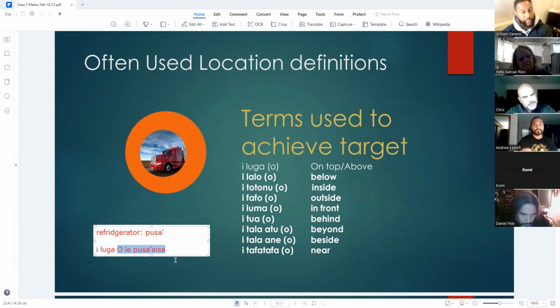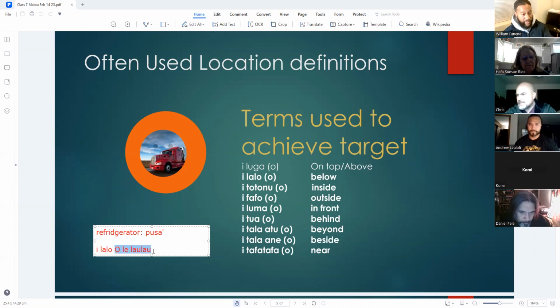So ilunga ole pusa aisa, ilalo ole laulau, below the table. Yeah, below the table. Ilalo ole laulau. Oops, ilalo. Well, hopefully you guys get the picture. So this is just giving extra description to where it's at.